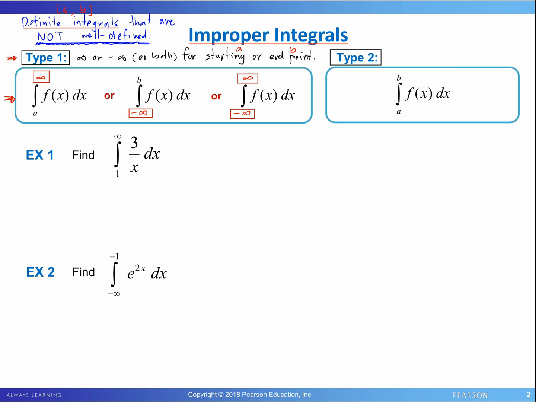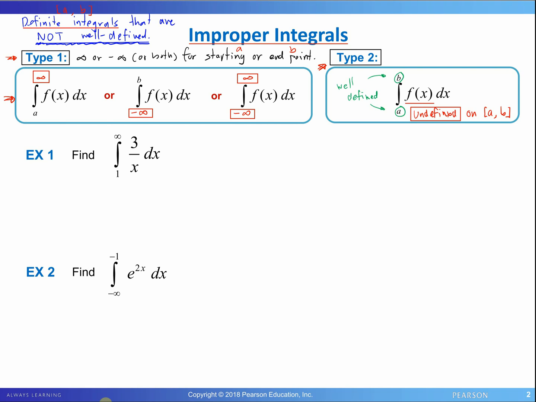Now let's take a look at type 2. An improper integral type 2 is a little bit different in the way that the starting point A and the endpoint B, both of them are well defined. Both A and B. But the problem is the function itself, f of x, right here. That becomes undefined at some point between A and B. So this is the key. f of x becomes undefined inside this integral.